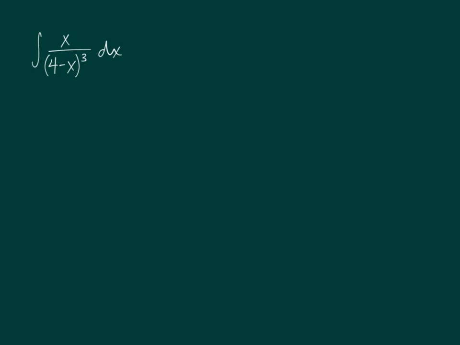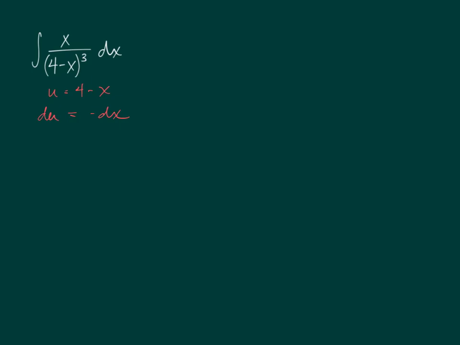Next example, more integration. So we are asked to evaluate this integral, and this one's going to be a little bit different. We still need to use substitution, and again, we're looking for some inside function. I see it here. It is 4 minus x. So I want my u to be equal to 4 minus x. That's fine, and then we have a du equaling negative dx.